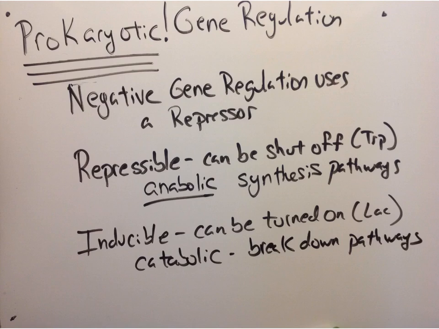The lac operon is an example of an inducible operon. It's normally off, but it can be turned on. And inducible operons are typical of catabolic pathways, where they're only turned on when the thing that's going to be broken down is present.